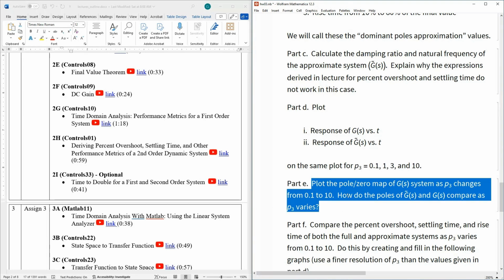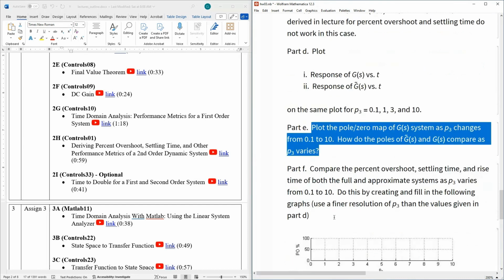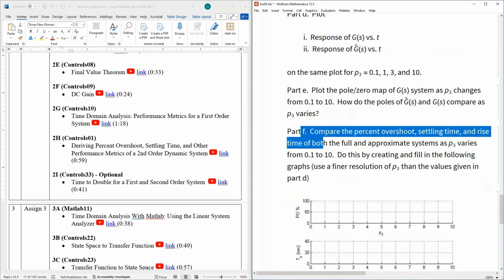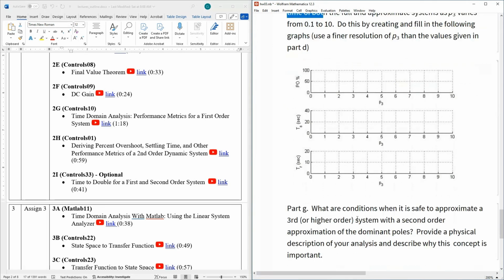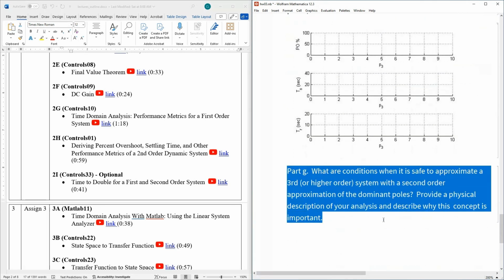So part E is just make yourself a pole zero map of how G and G tilde change as P3 changes. And then for part F, we are going to go ahead and use your code from problem two and fill in this plot. So basically make yourself a little plot of how the percent overshoot versus the P3 value changes. How do the settling time and the rise time change as the P3 value changes? And then lastly, just make some conclusions on when it is safe or not to ignore that third pole.